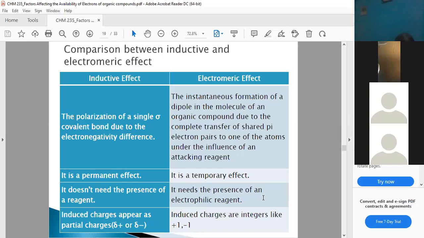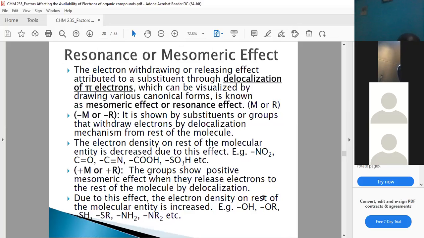Inductive effect does not need the presence of any reagent, whereas before electromeric effect can take place, you need an electrophilic reagent to initiate the movement of the electrons. In inductive effect, you have partial charges, delta plus, delta minus. But in electromeric effect, there's no partial charge but full charges. That's the difference between inductive effect and electromeric effect. Can we go ahead? Yes, sir.